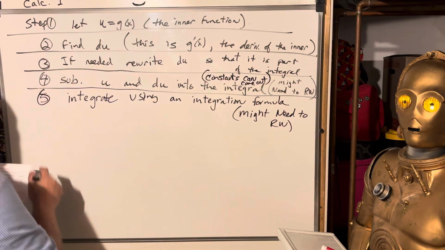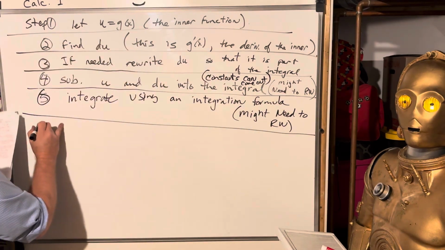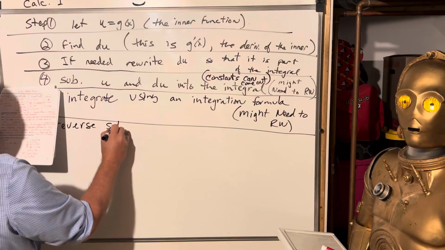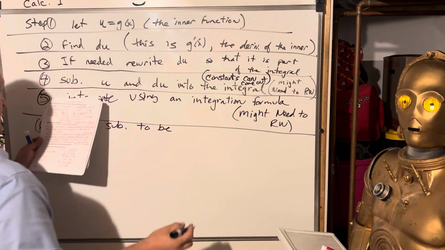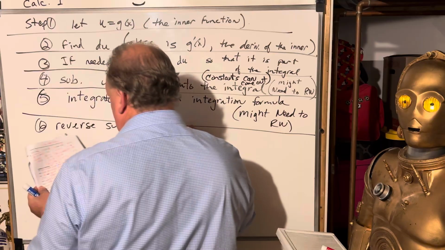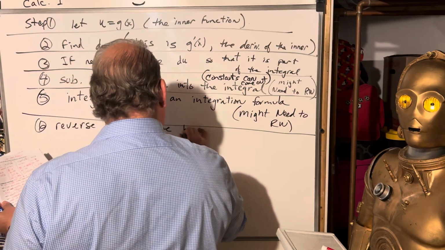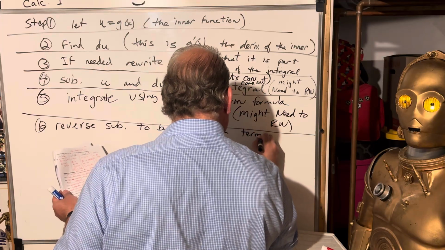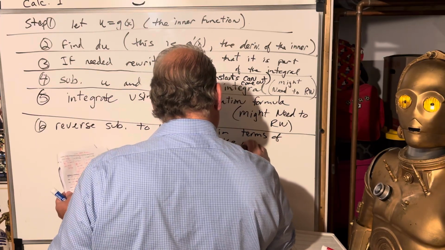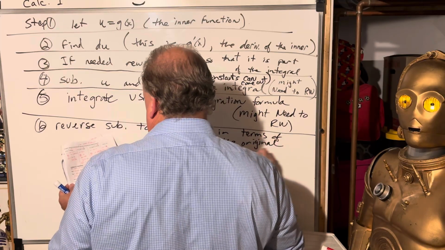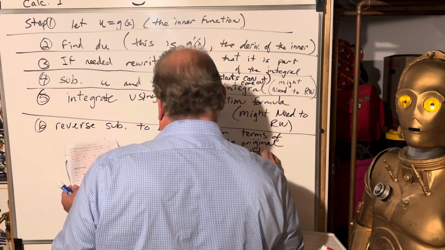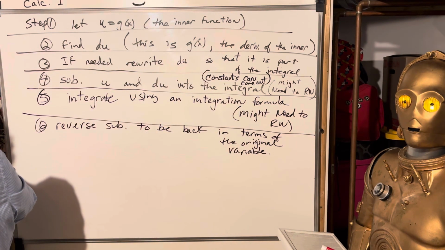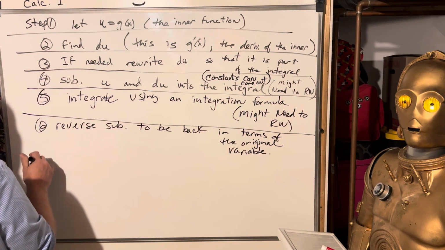All right. Number 6. Reverse substitute to be back to the terms of the original. Okay, so let's see. It says, working with du to get the pattern. So let's see what's going on here.